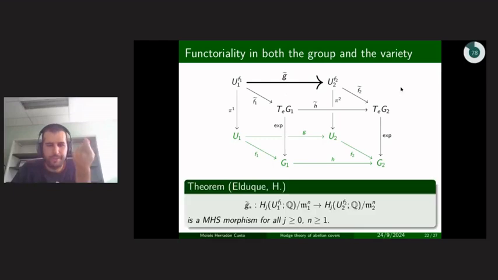So this map gives you a map in homology, and for every quotient, you get a mixed Hodge structure morphism. And this we managed to prove. So this is very general. I feel like I haven't even thought of all the things you could do with this. Let me show you just one very particular example, which gives you a very nice corollary.